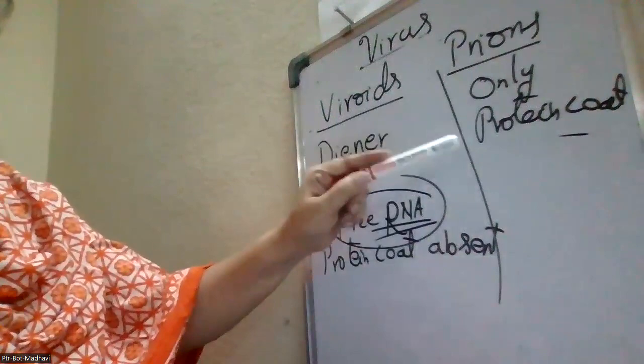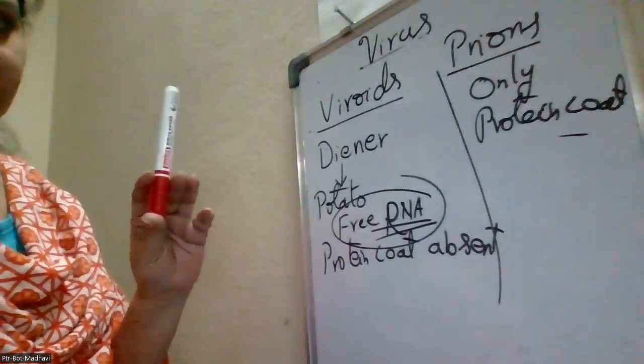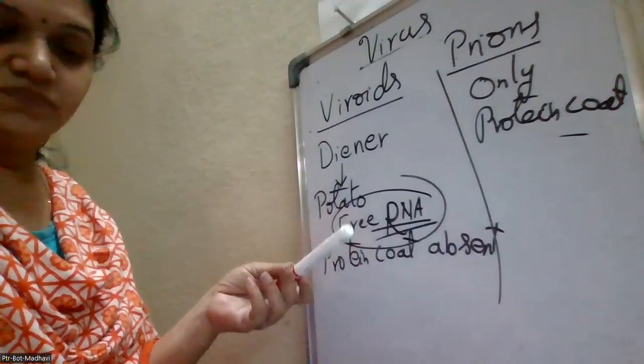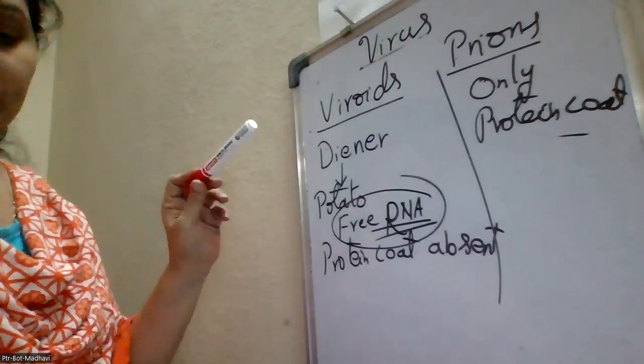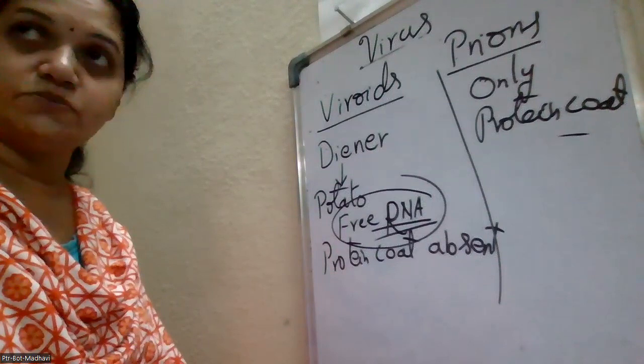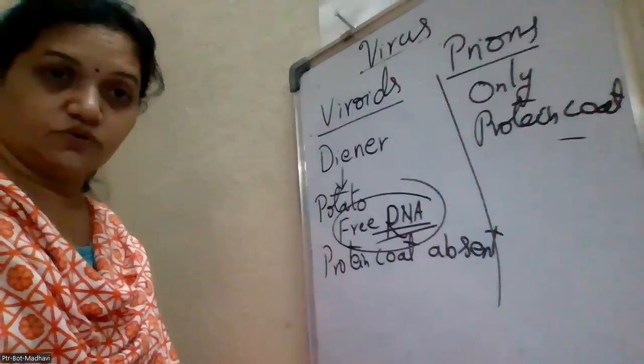These ones give infections to the animals, mostly the cattle. That is the scrapie disease in the sheep, and the mad cow disease in the cattle. The cattle will become very much affected and will keep on behaving abnormally like that. That is the mad cow disease.